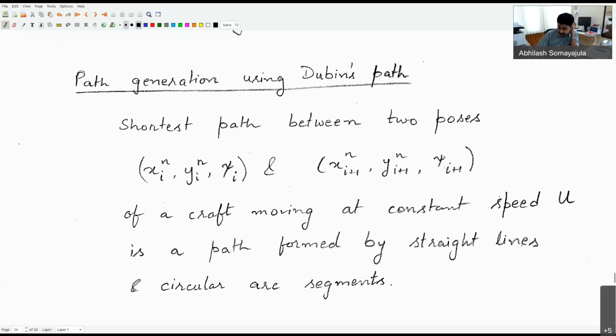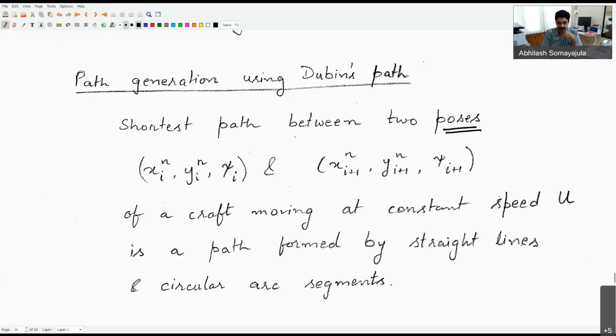for our guidance purposes. The idea here is that if I choose any two orientations, so if I'm given xi, yi, and psi i as the initial orientation, and xi plus 1, yi plus 1, and psi i plus 1 as the next orientation. So if I call these two poses, okay? Pose being that it is not just specifying the position, but is also providing the orientation along with it.